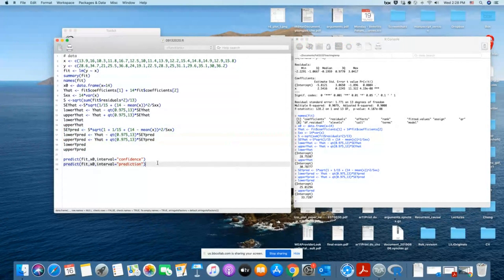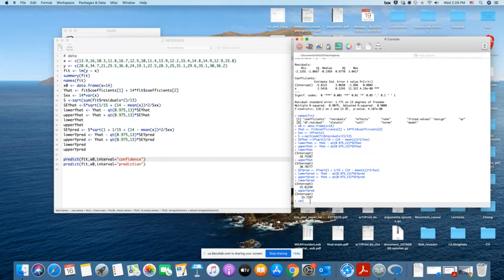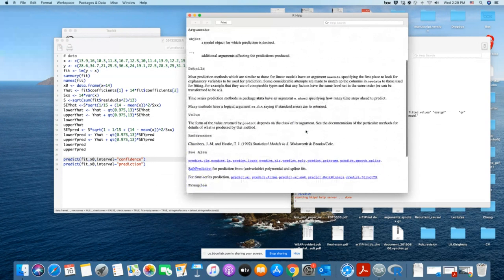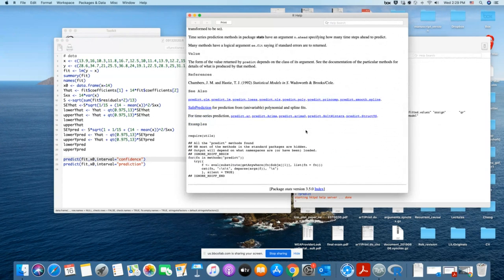You can do the prediction by using this predict function. The predict function is very widely used, not only for linear regression but also for generalized linear models, or any model in statistics in R. If you look at the help page for predict and just write down predict, it is very general, so it is not very helpful for you.